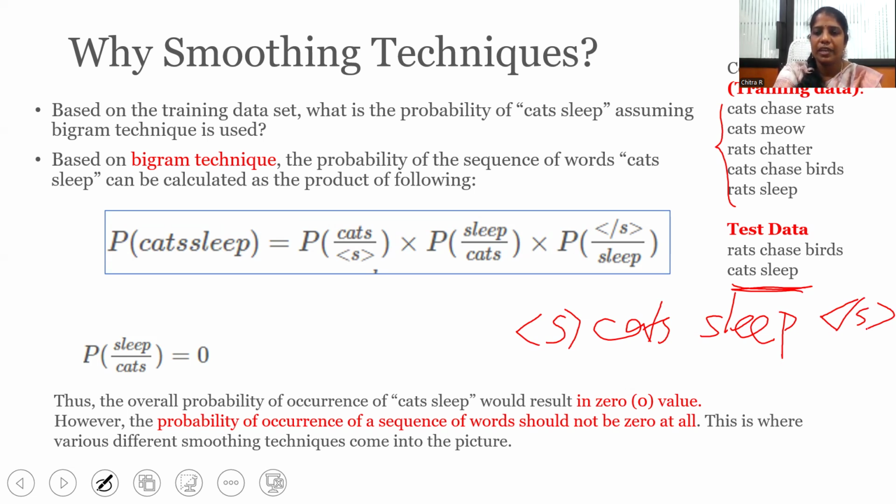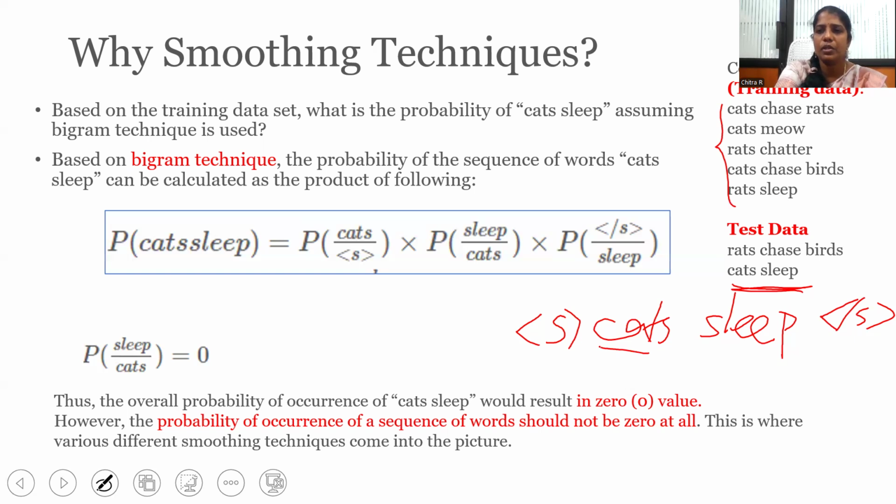Consider the probability of finding this one. How many words are there? Take 2 at a time because we are considering the bigram probability. So probability of cats given start, probability of dollar, into probability of sleep given cats, into probability of the final symbol given sleep. This is the way to find the probability.